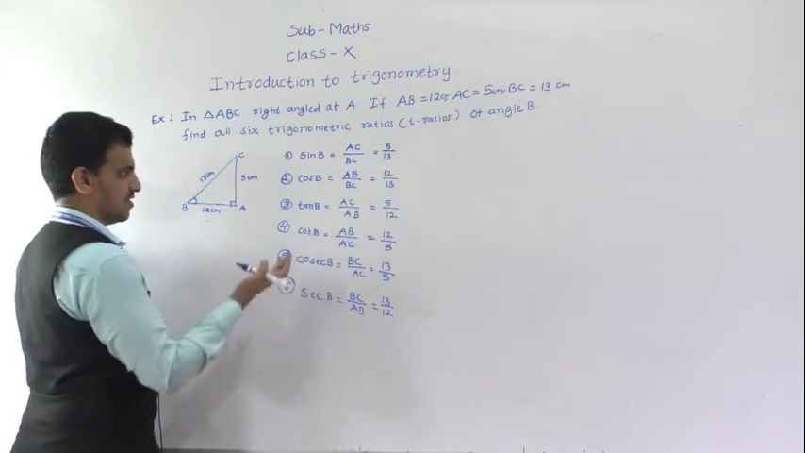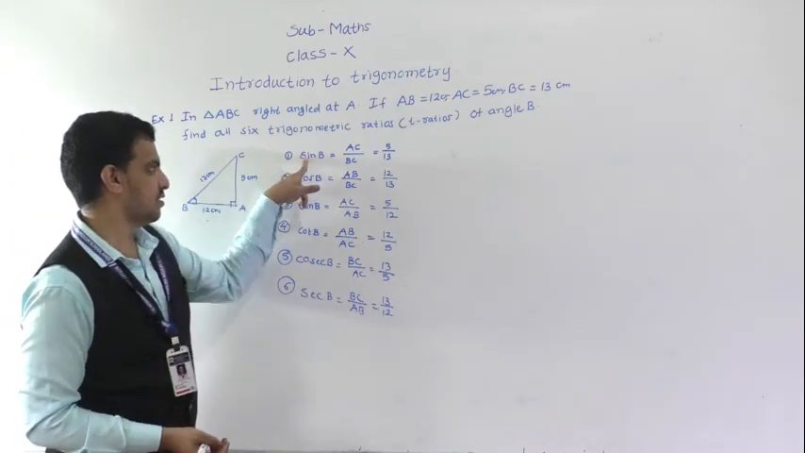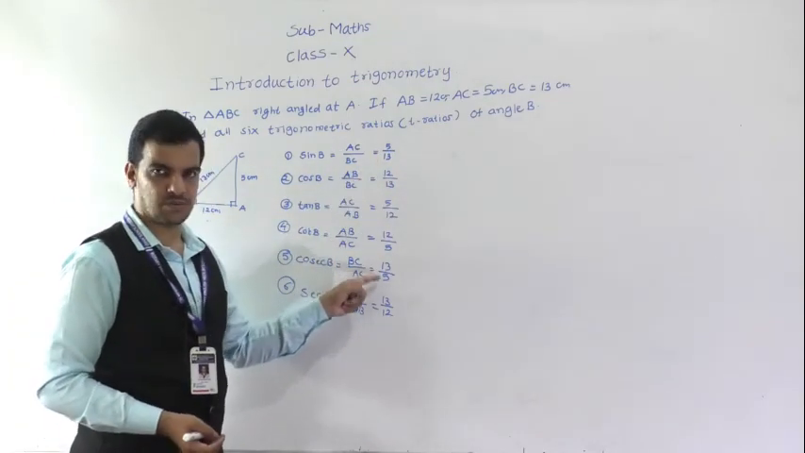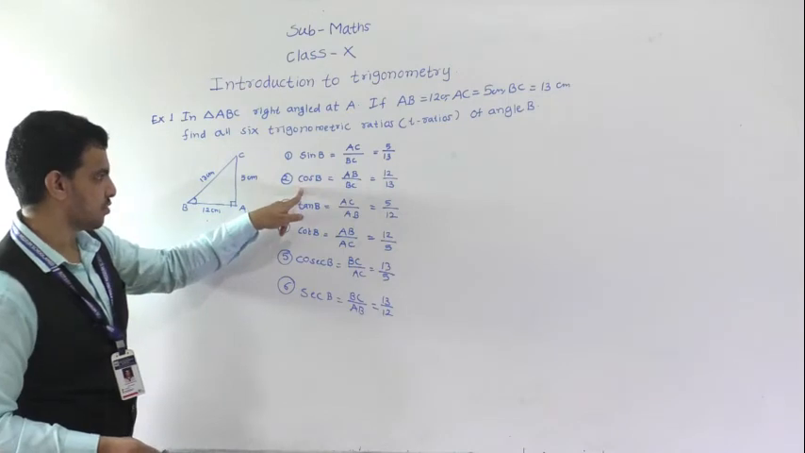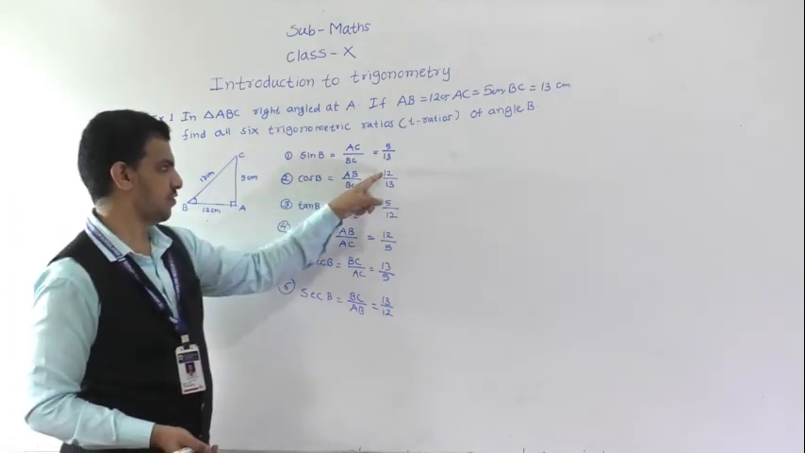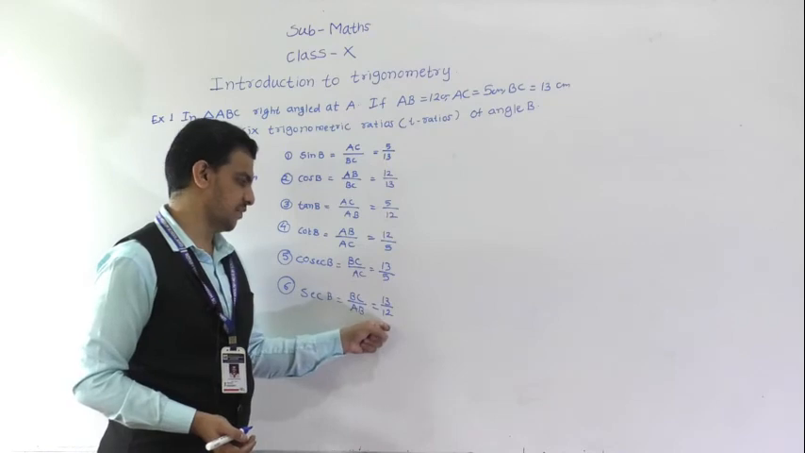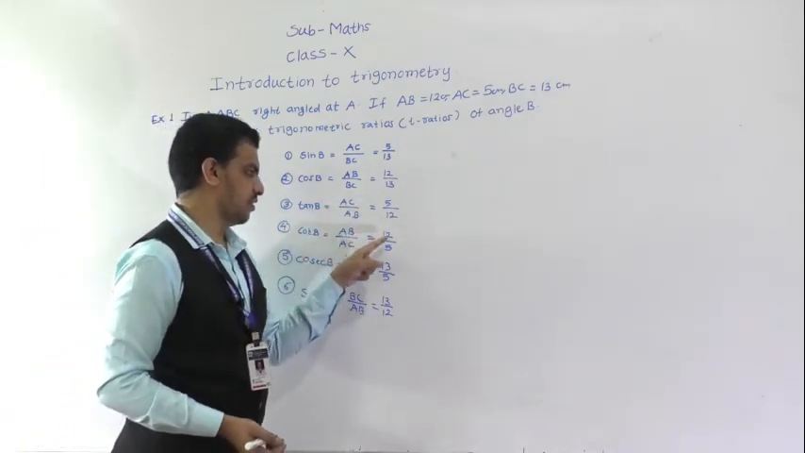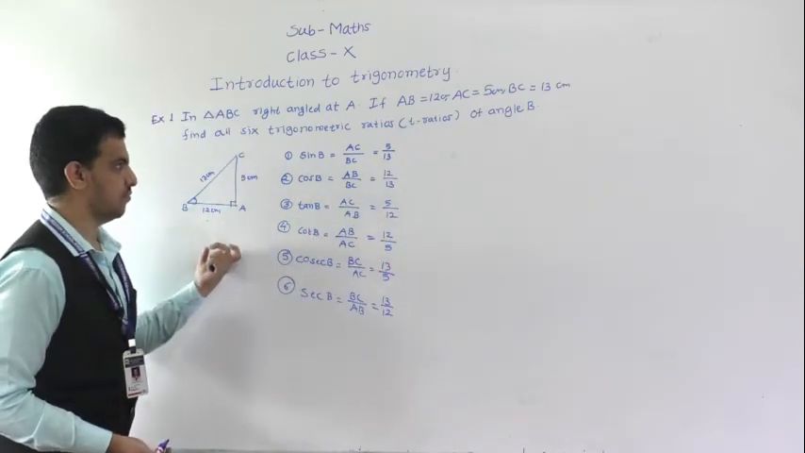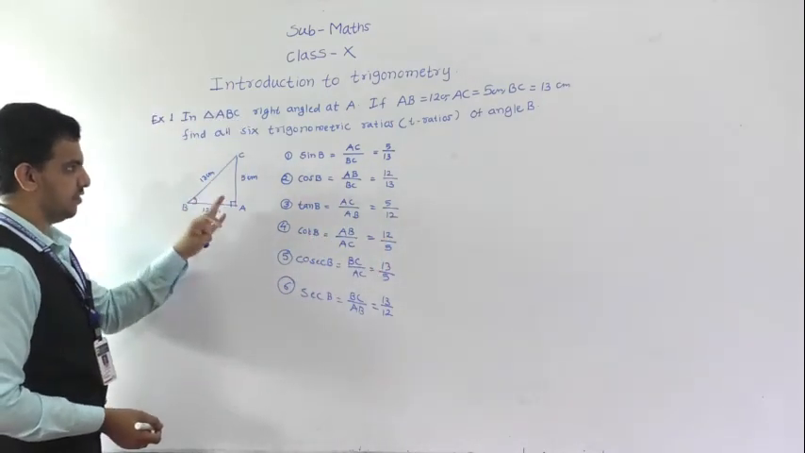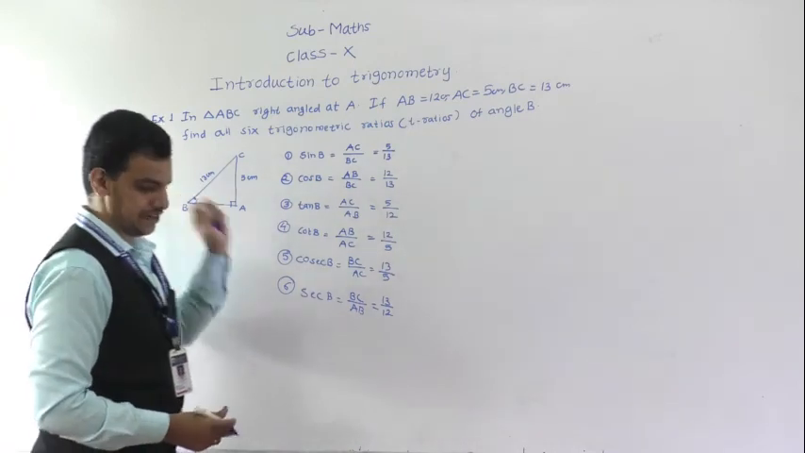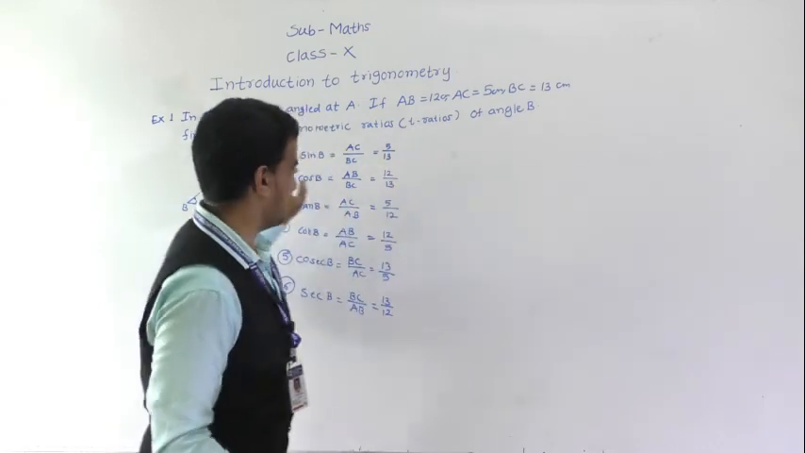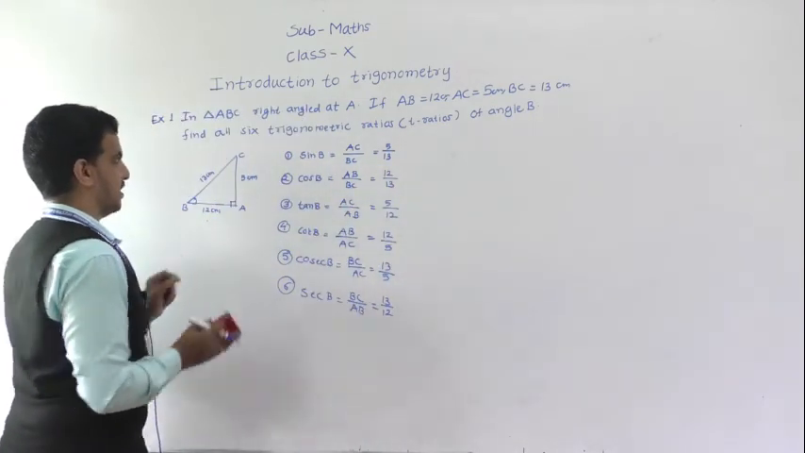So you can see from this also, sine B is the reciprocal of cosec B. Sine B is 5 by 13, cosec B is 13 by 5, so reciprocal of each other. Cos B is 12 by 13, sec B is 13 by 12, so reciprocal of each other. And tan B and cot B, 5 by 12 and 12 by 5, so reciprocal of each other. So you have to find it this way. Now we will take a second example. This one was easy to find all trigonometric ratios.